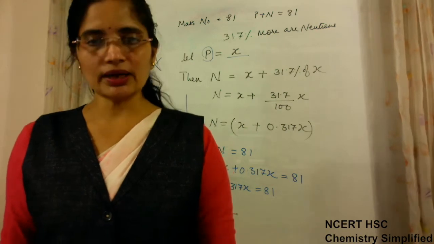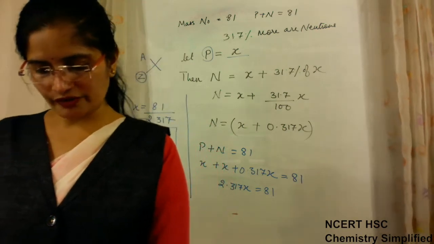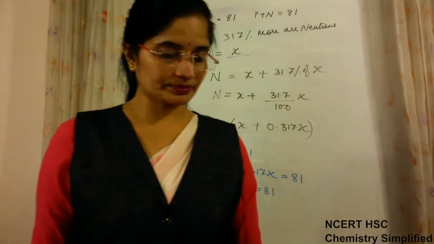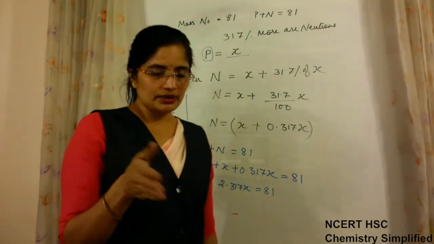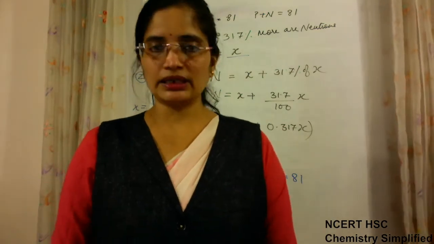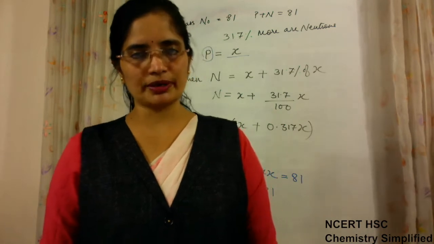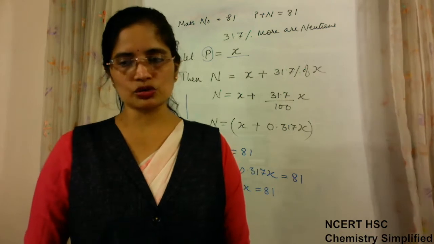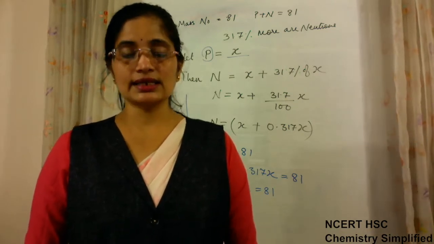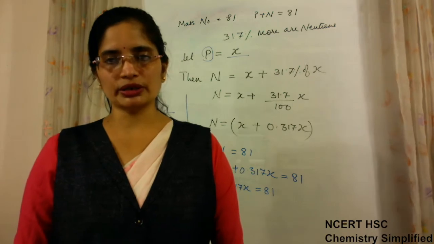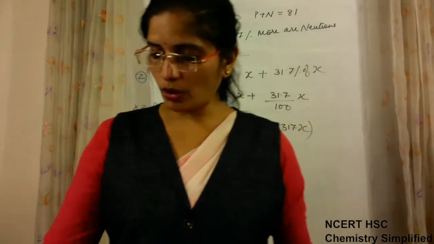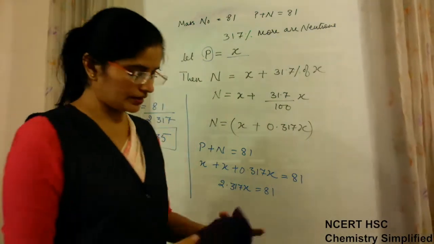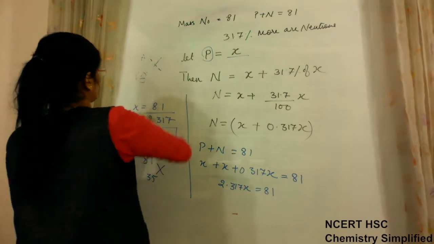Now we come to the next chapter, classification of elements and periodicity in properties. Now for this chapter, the beginning part of the chapter has been eliminated this year, that is the history of periodic table. That you have already done in class 10th also, so it's not so important. So in class 11th we will directly start from the modern periodic table. For that, first we have to discuss modern periodic law and how the periodic table is arranged.